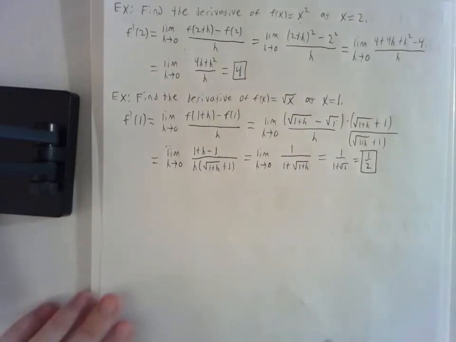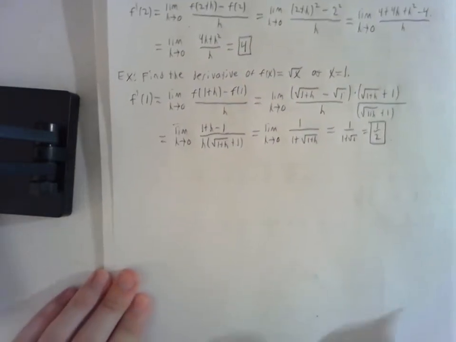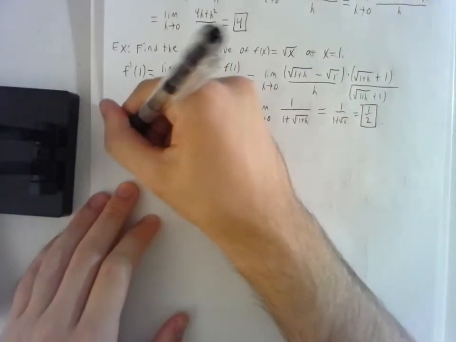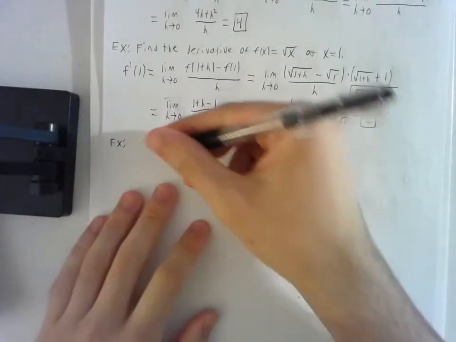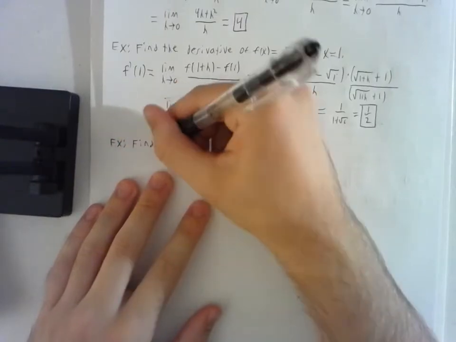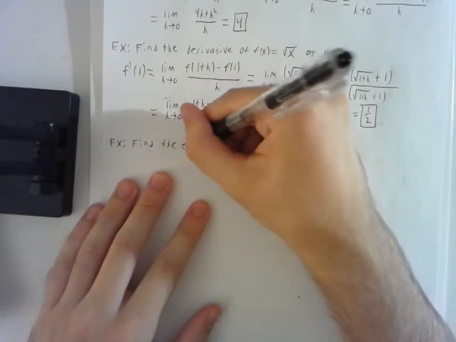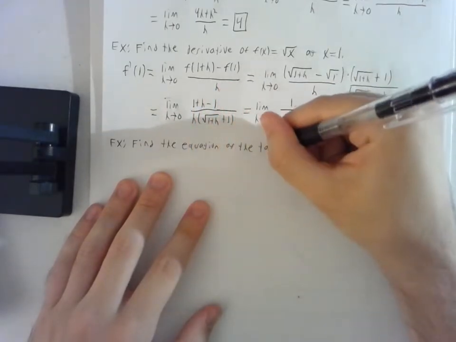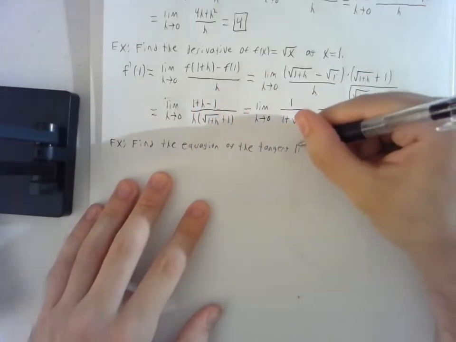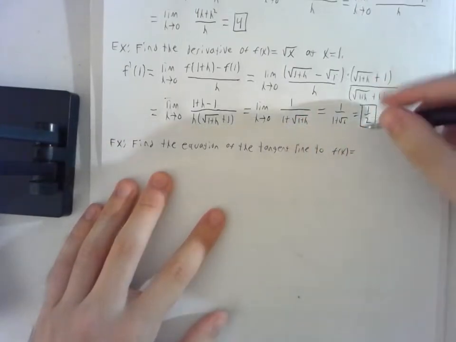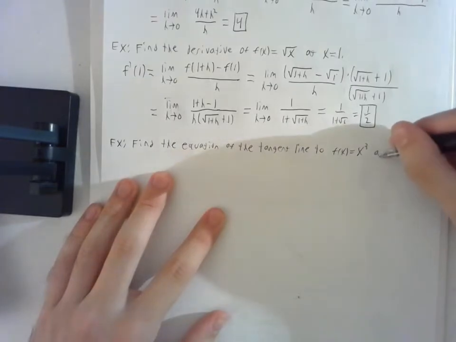Okay, let's look at one more example. So let's try something slightly different and try to find the equation of the tangent line to f of x equals x cubed at x equals 3.